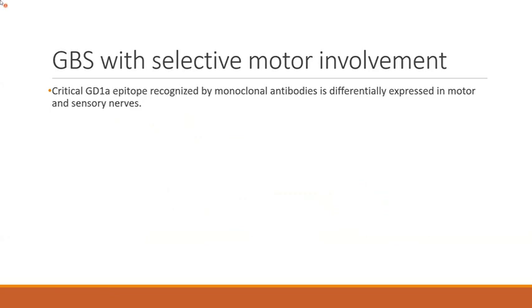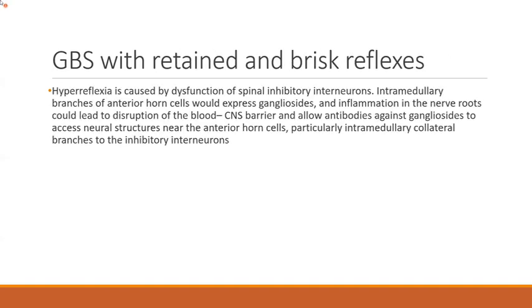Now, last few slides. GBS with selective motor involvement. These gangliosides are expressed in both sensory and motor fibers. Why is there selective motor involvement in GBS in some patients? Because it is differentially expressed in motor and sensory nerves. Motor nerves express this epitope more, and they are exposed to antibodies, and therefore there is selective motor involvement in GBS in some patients.